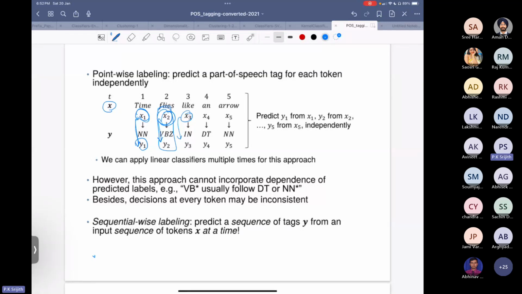In this point-wise approach, we did not consider the dependencies between different words or different labels. So that's not going to give a good classification of the words into their corresponding part of speech tags.